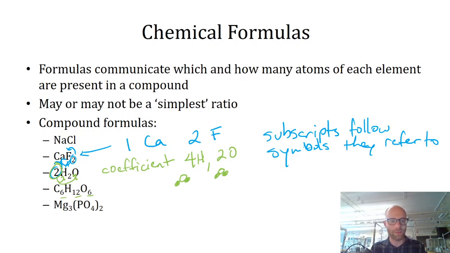And then the last thing I'll mention is sometimes you see parentheses followed by a subscript, and you do have a distributive property there where this does get distributed onto both, and this 4 only refers to the O, so this is going to be 2 P's and 8 O's, and I guess 3 Mg's to be consistent and complete.